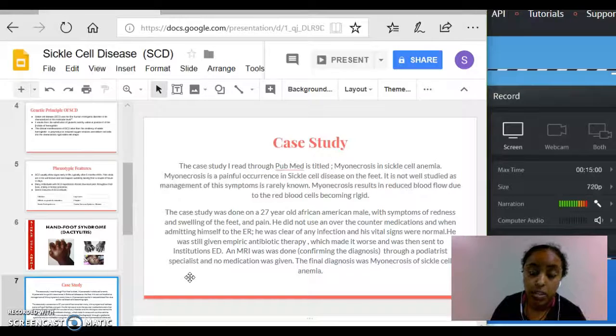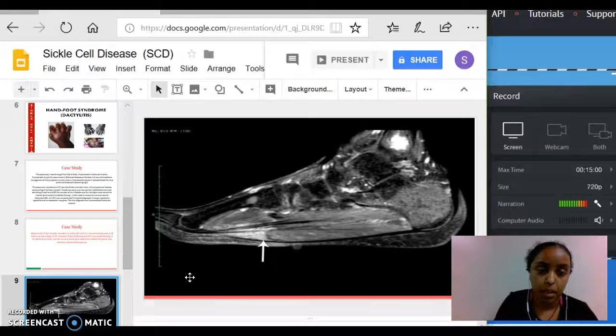So after the MRI was done, there was actually no formal medication given. He was sent home with orders of proper hydration, no heavy weight lifting or picking up anything heavy on the affected feet, and pain meds to resolve the pain and symptoms that he was having. And that is the foot and the affected area right there. Sorry.